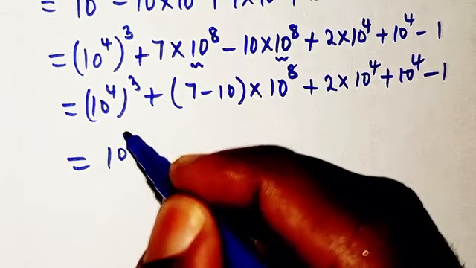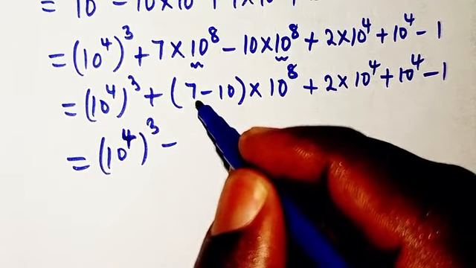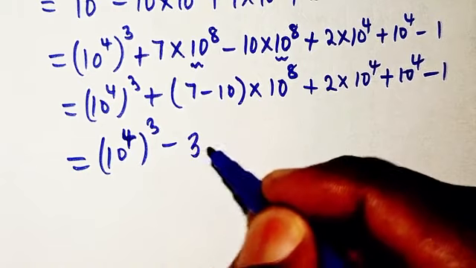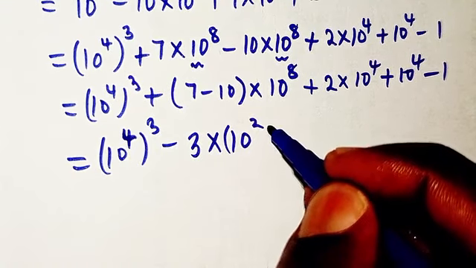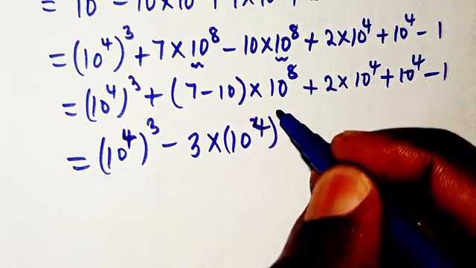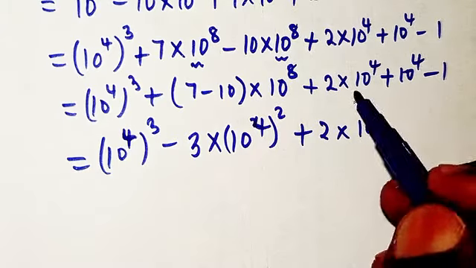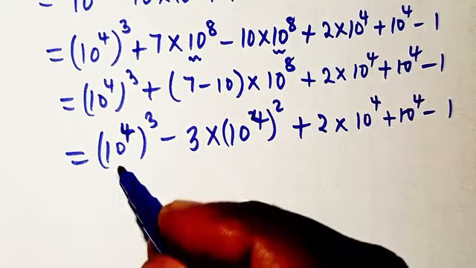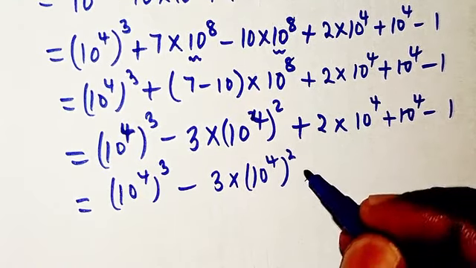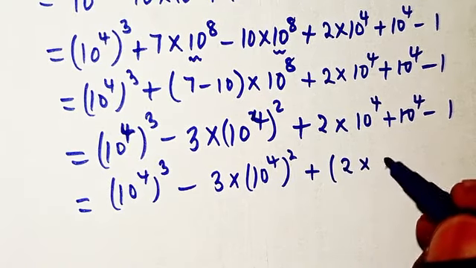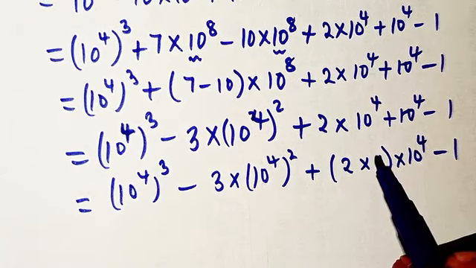So now, 10 to the power of 4 to the power of 3, and this is going to be 7 minus 10, that's going to be 3, minus 3 times 10 to the power of 4 to the power of 2, plus, so I'm going to have here, now look at this place here, plus 2 times 1 times 10 to the power of 4 minus 1.